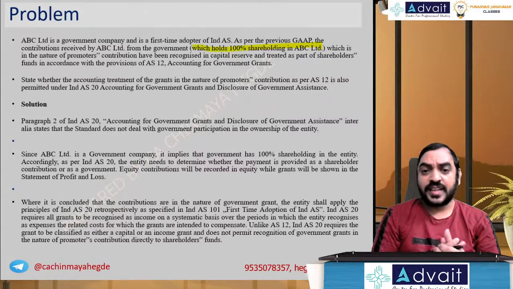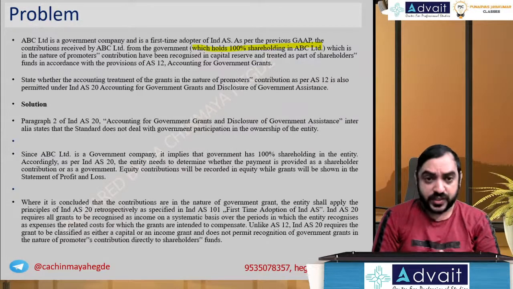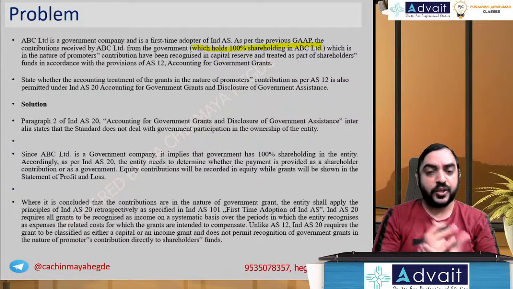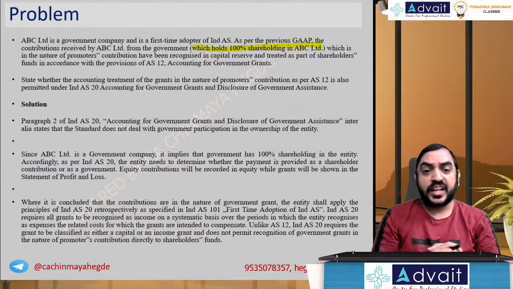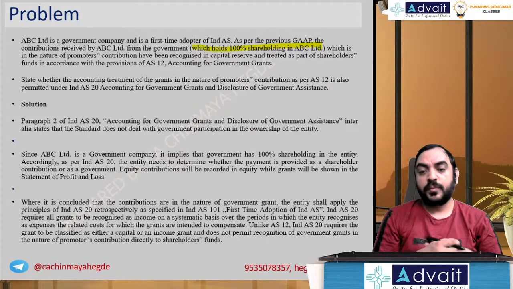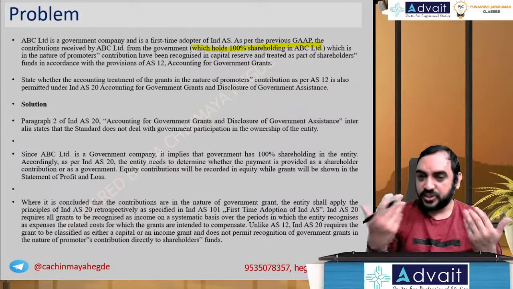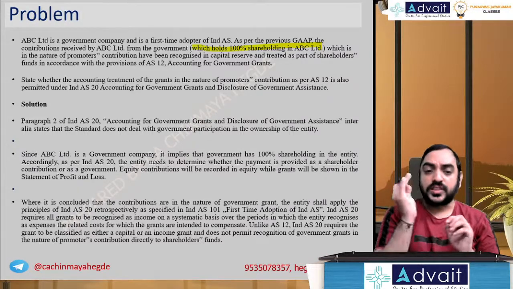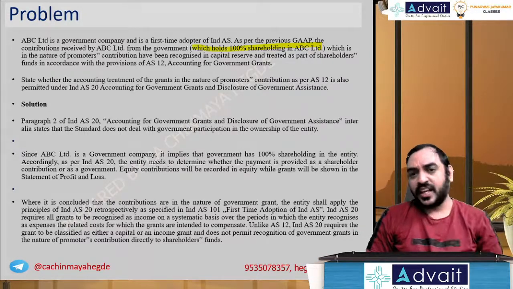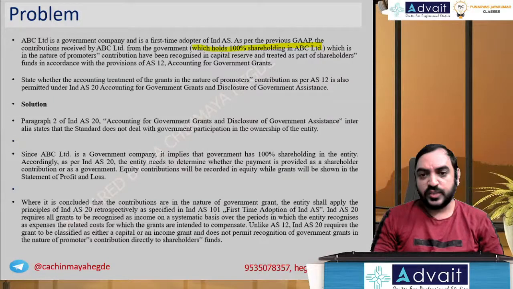have been recognized in capital reserve and treated as part of shareholders' funds in accordance with AS 12. I just explained this to you. State whether the accounting treatment of grant in the nature of promoter's contribution as per AS 12 is also permitted under Ind AS 20, and the disclosure of government assistance. So as I told you, it's not at all allowed under Ind AS 20. On some reasonable basis, it should be taken to the P&L account. Let's see what they say.